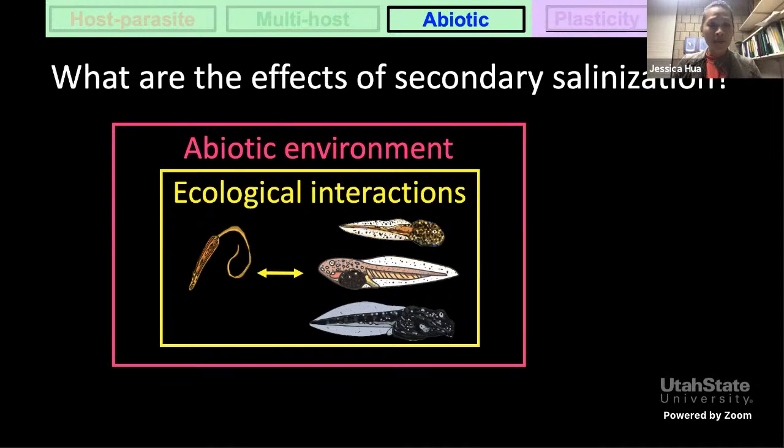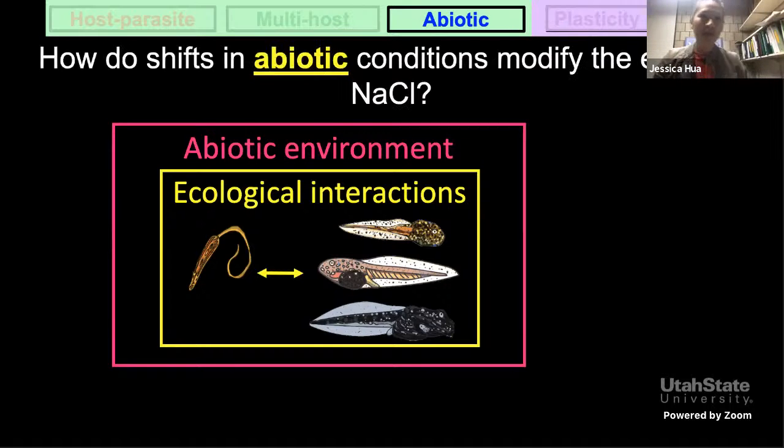Importantly, this variation in abiotic conditions may have variable effects on sodium chloride. So they may exacerbate or even dampen the effects of salt. And so in this third section, what I'd like to talk about is how shifts in abiotic conditions modify the effects of sodium chloride.